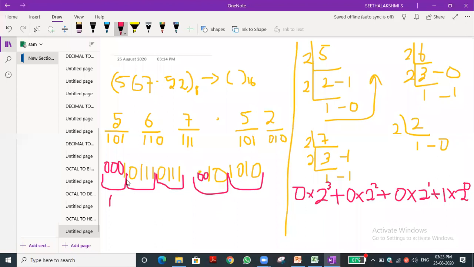Okay, let me do the next one. Next number is what? 0111, no? Okay, 0 into 2 to the power of 3. Very good. Plus 1 into 2 to the power of 2, that is 2 square, plus 1 into 2 to the power of 1, very good. Plus 1 into 2 to the power of 0. I will write properly. Then plus, last is 1, no? So 1 into 2 to the power of 0.